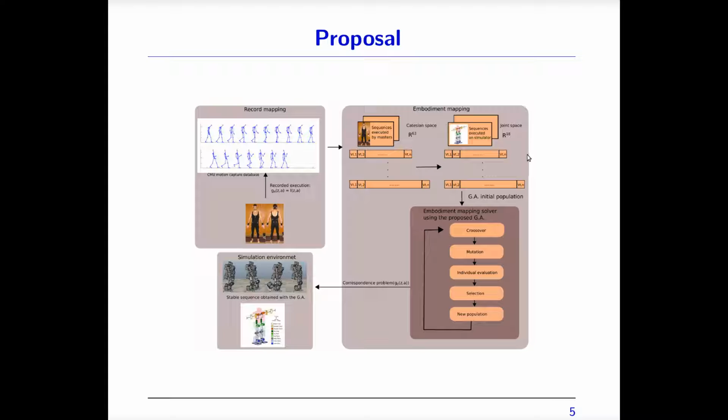These vectors are used as the initial population for the genetic algorithm, where crossover, mutation, individual evaluation, selection, and generation of a new population is repeated until a stop criterion is reached. With this procedure, we solve the correspondence problems, by means of the function G sub E, the embodiment function, obtaining a stable gait in the simulation environment.